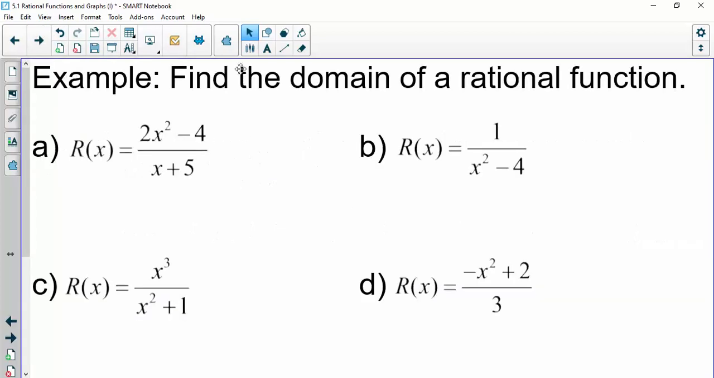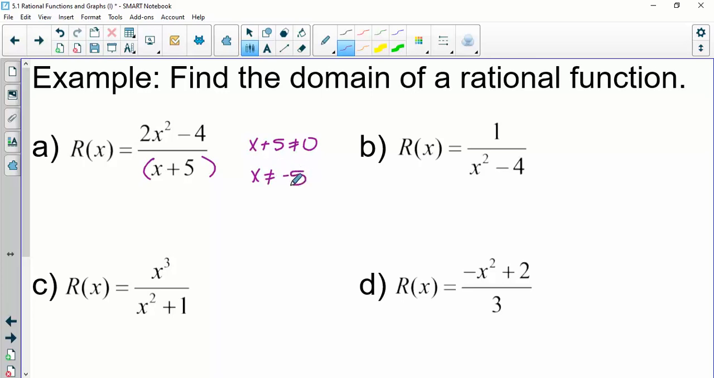So first, I just want to practice finding the domain of a rational function. It actually does not matter if things could factor and cancel. When we're talking about the domain, it's based off the original problem. So when I'm looking at this, I'm looking at the denominator, and I know that it cannot be 0. So x cannot be -5. But how do you think I want you to write your domain?